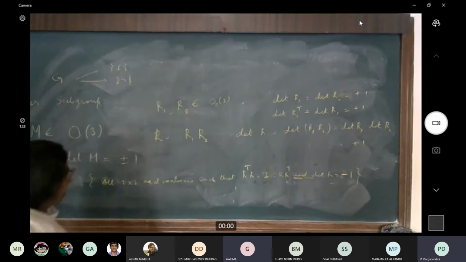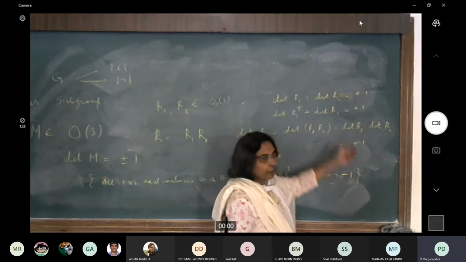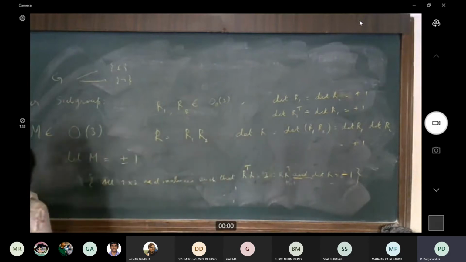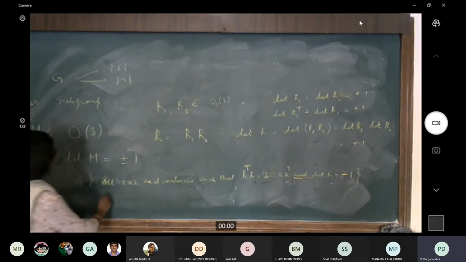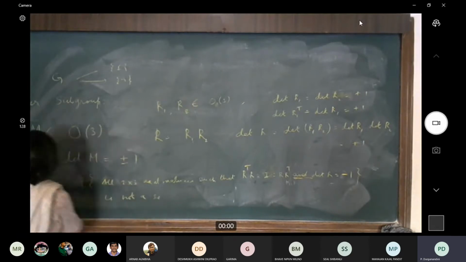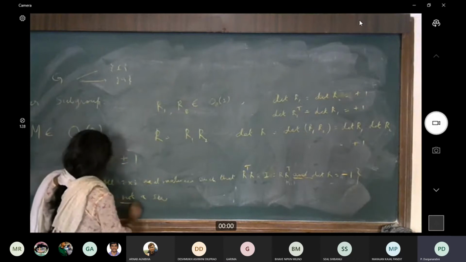Yes. Because if I combine 2 matrices with determinant equal to -1, from here you can see that I'm immediately going to get a matrix with determinant equal to +1. So this is not a group, it's not a subgroup. Okay? So this subset is not a subgroup.